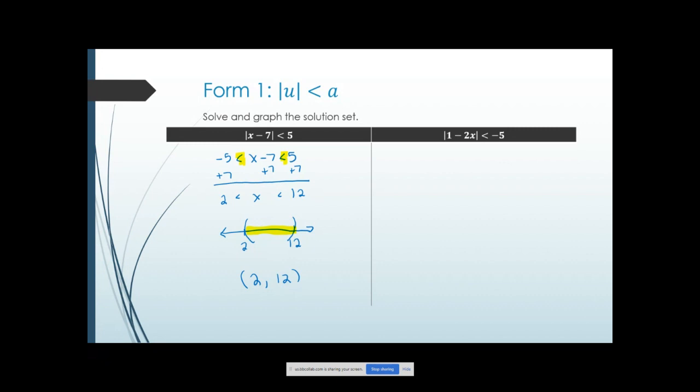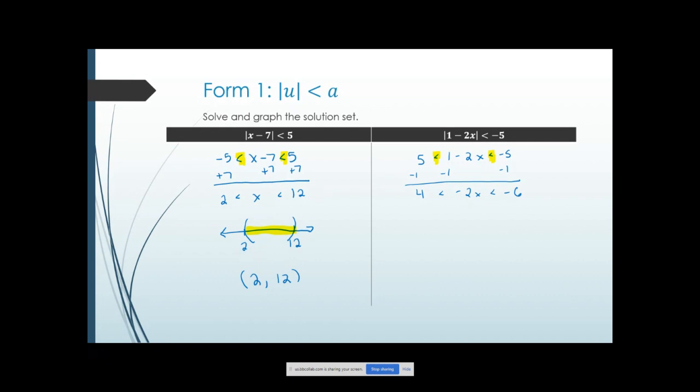Okay, now the second one here, we've got 1 minus 2x inside absolute value less than -5. So same thing, 1 minus 2x less than -5. And then on the other side, I'm going to take the opposite, so now that's going to be 5. So we've got my 3 sections here. I need to get my x by itself in the middle. So first I need to get rid of the 1. I'm going to subtract 1 from 3 sides. 5 minus 1 is 4, less than -2x, less than -6.